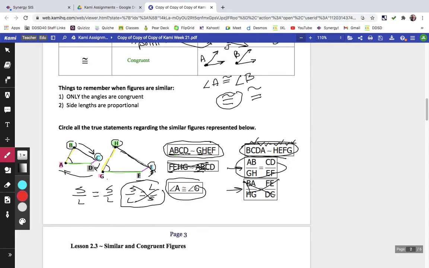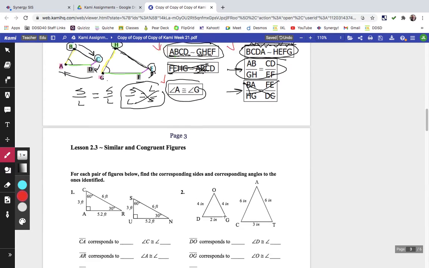And then I circled the ones that are true statements. So true statements are circled. So let's kind of check off the ones that got circled. That A is congruent to G. BCDA is similar to HEFG. Line segment AB and GH is proportional with line segment CD in a ratio with EF, but not the bottom one.